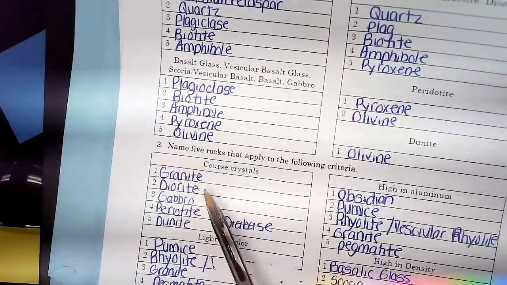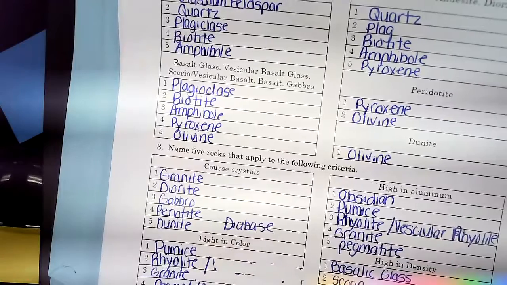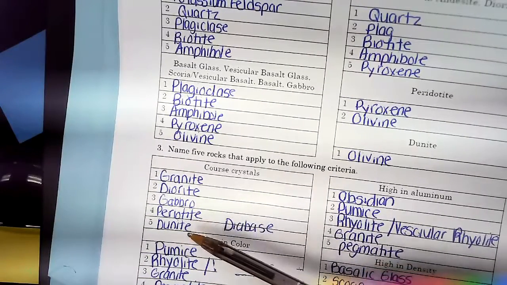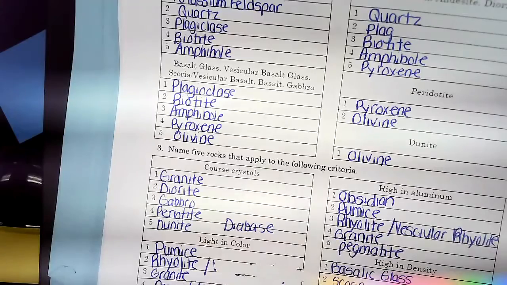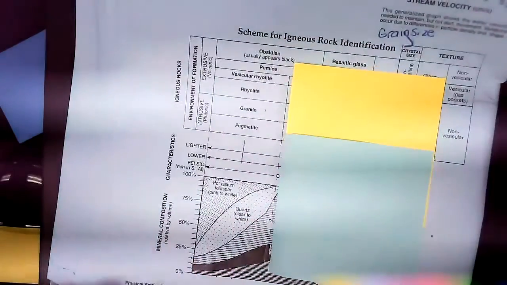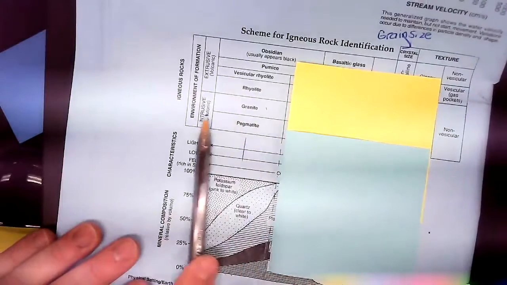The bottom, again, of course, I forgot the spot for diabase again. So there was one extra: granite, diorite, gabbro, peridotite, dunite, and diabase. Light in color.